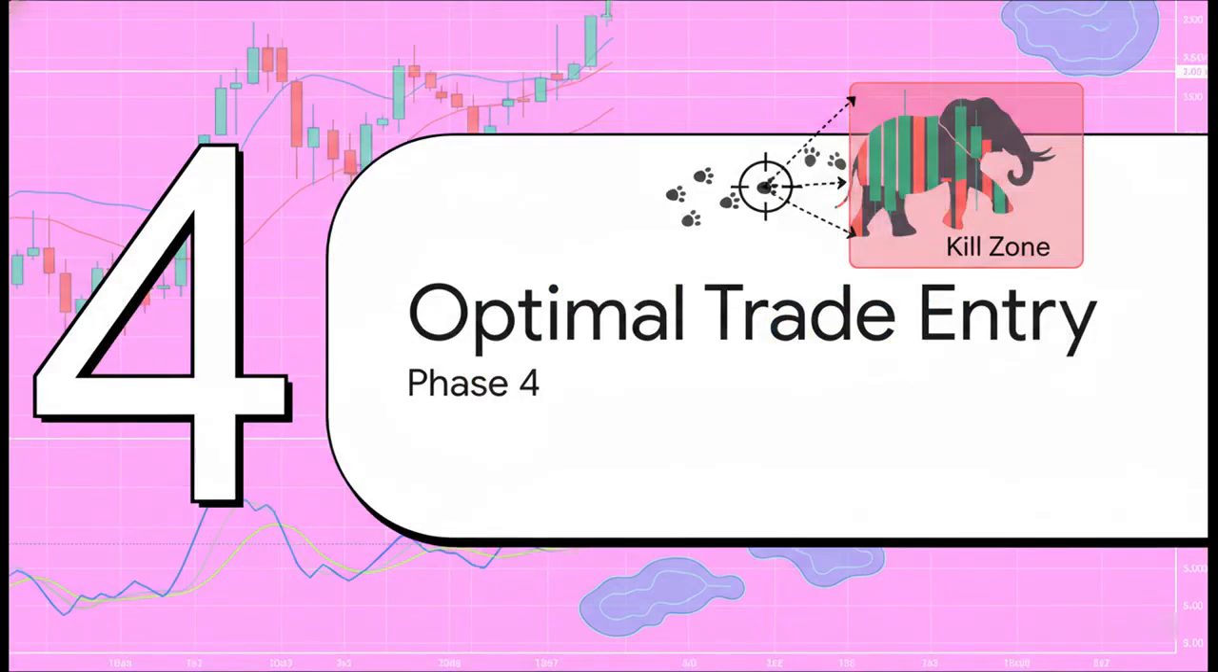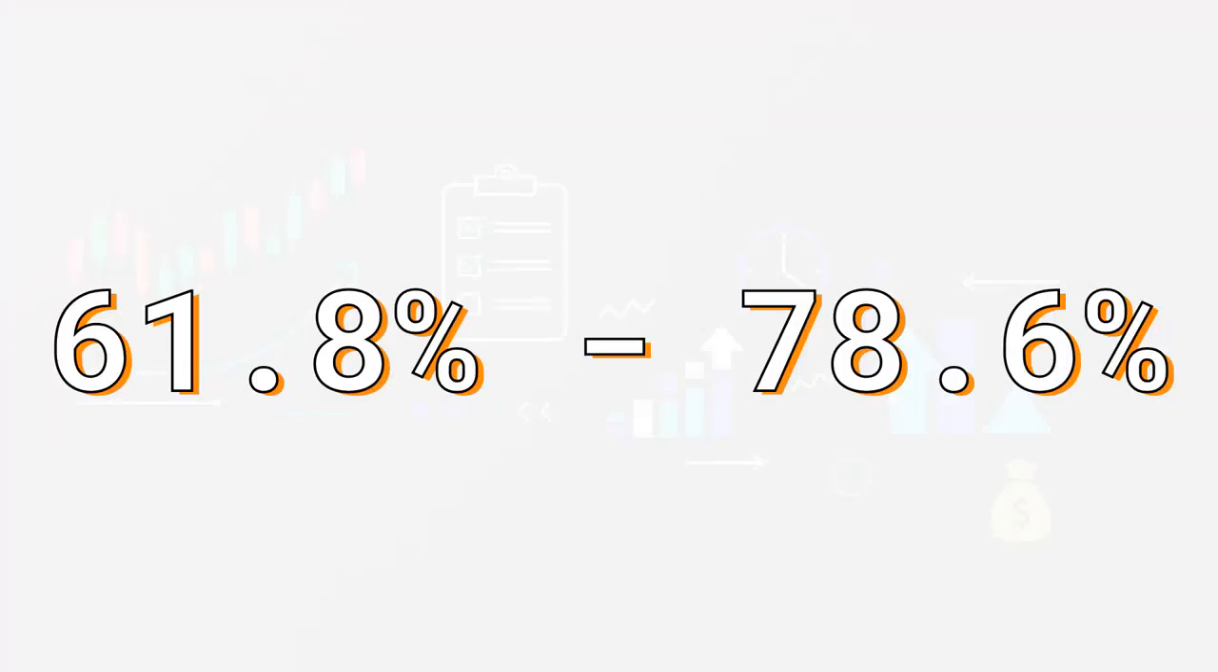Phase 4, the optimal trade entry. All right, let's get into the execution phase, where we find our sniper entry. You need to sear these Fibonacci retracement percentages into your mind, 61.8% to 78.6%. This little pocket is what we call the optimal trade entry zone. We never, ever chase the impulsive move. Instead, we wait for price to naturally retrace back into this specific mathematical discount before we execute.